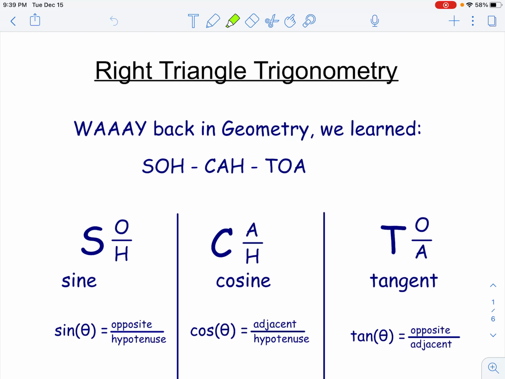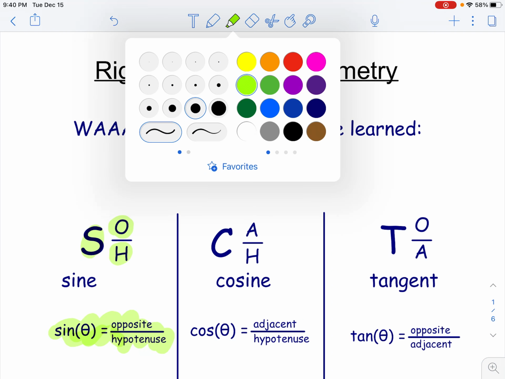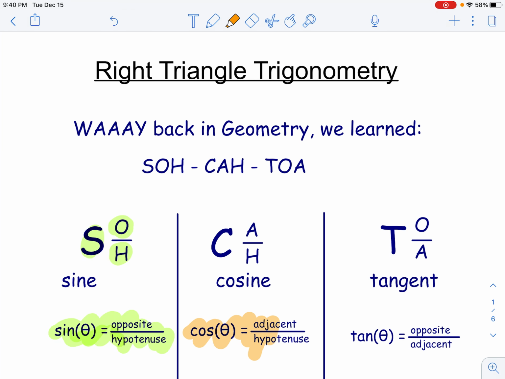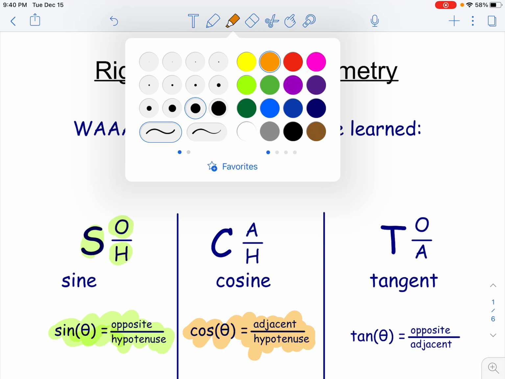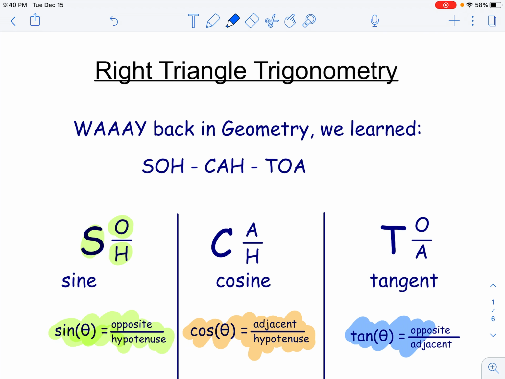All right, so in this video, we're going to look at just a review of right triangle trigonometry. We're going to go kind of fast just because this is probably the third time we've been looking at this. Way back in geometry, we looked at SOHCAHTOA, and what that means is that the sine is the opposite over hypotenuse. That is the SO part of SOHCAHTOA. The cosine is the adjacent over hypotenuse, and the tangent is the opposite over adjacent.